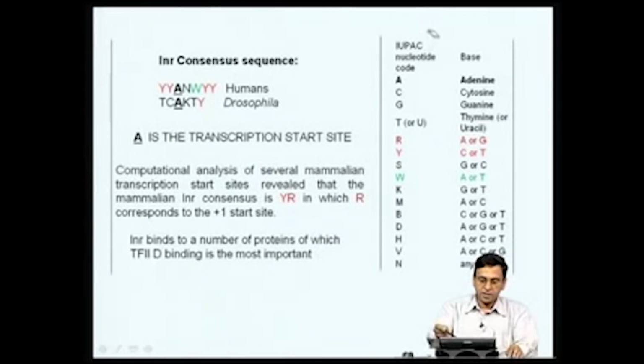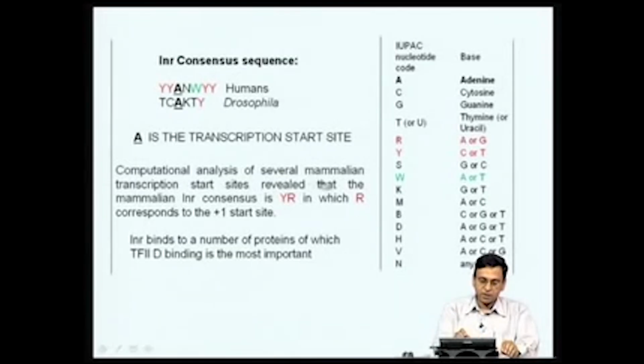So, the IUPAC has come up with a number of single letter nucleotide codes to designate a combination of nucleotides. Therefore, when I say W, it means this region may contain either A or T. Similarly, Y means it can be either C or T, and so on. I have given the actual IUPAC codes here for various nucleotides. In this consensus sequence, this underlined A serves as the transcription start site. So, the initiator motif encompasses the transcription start site in many of the TATA-less promoters.